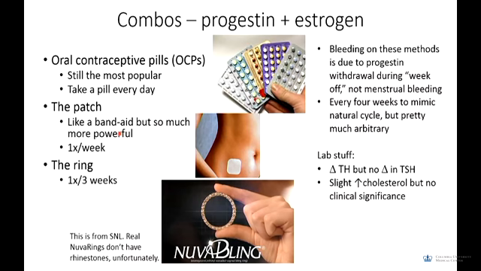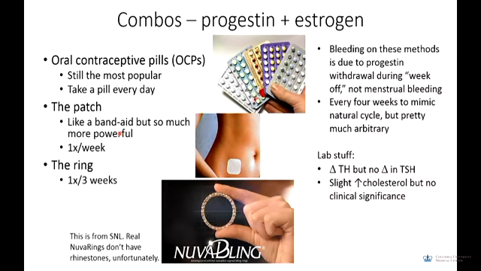So, some combos. We have the oral contraceptive pills. These are currently the most popular in the US. You take 1 pill a day. Then there's the patch, which is like a Band-Aid, but way cooler because it stops you from getting pregnant, and that's 1 a week. And then there's the ring, which you put in once every 3 weeks. SNL did a bit with this thing called Nuva Bling, so I don't want you guys to get too excited because Nuva rings don't actually have rhinestones all over them.